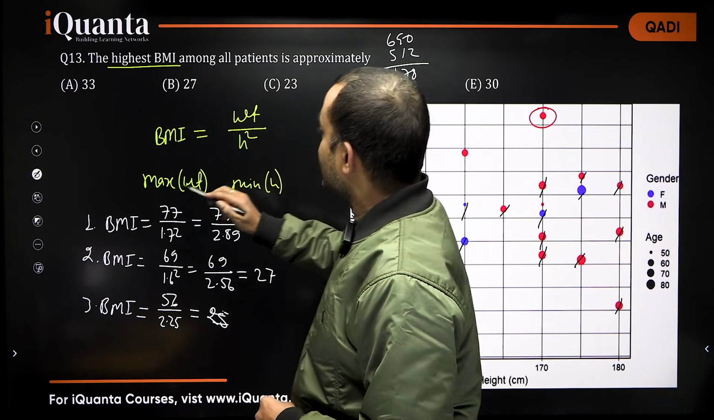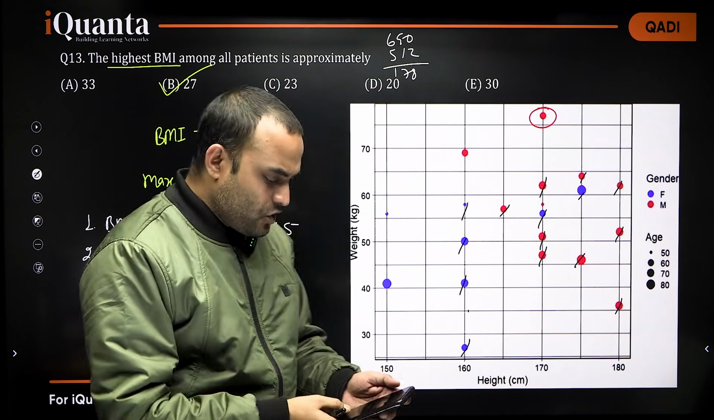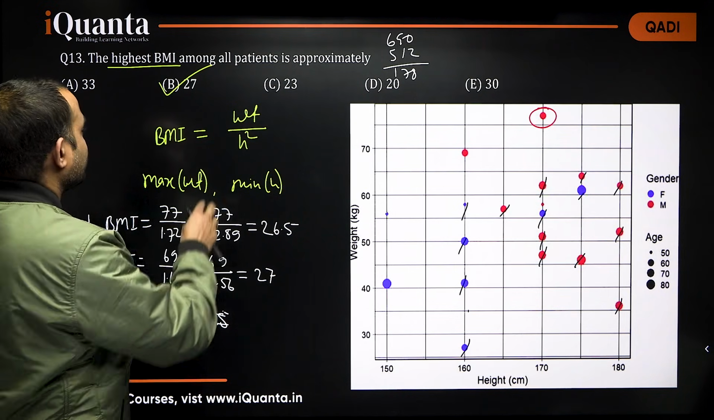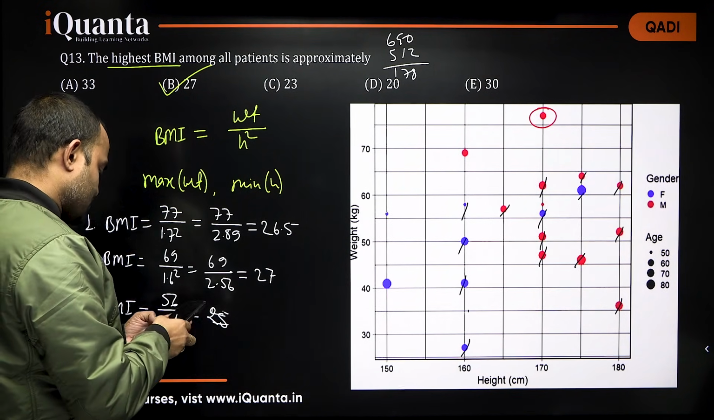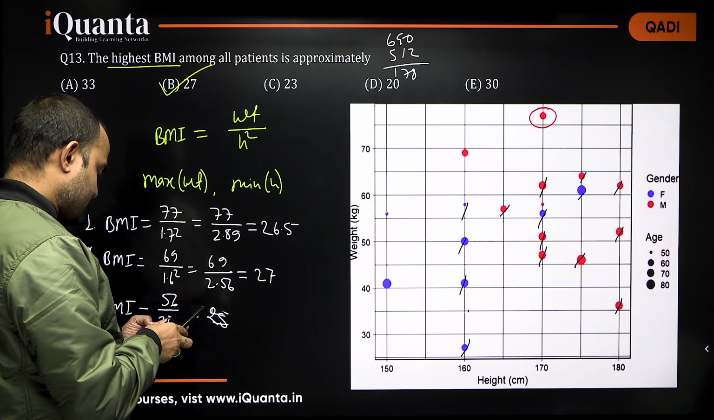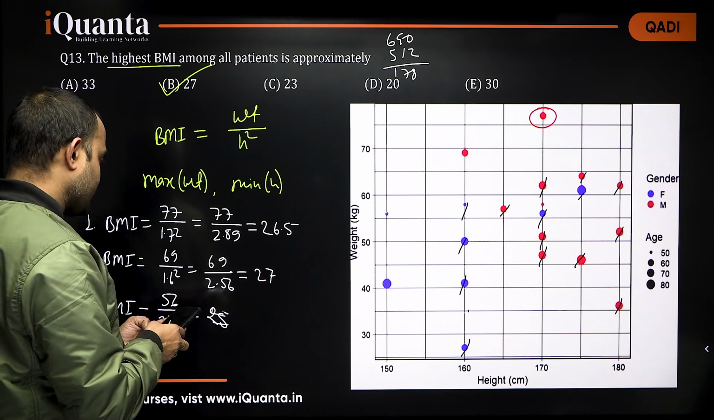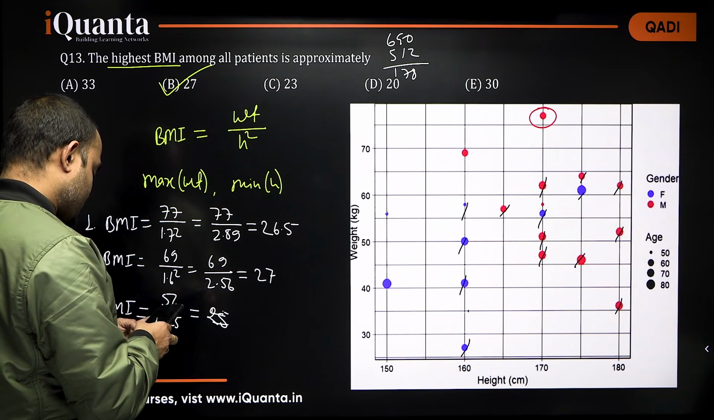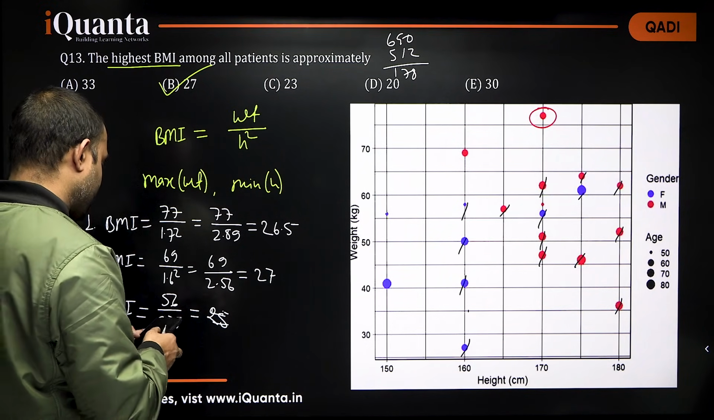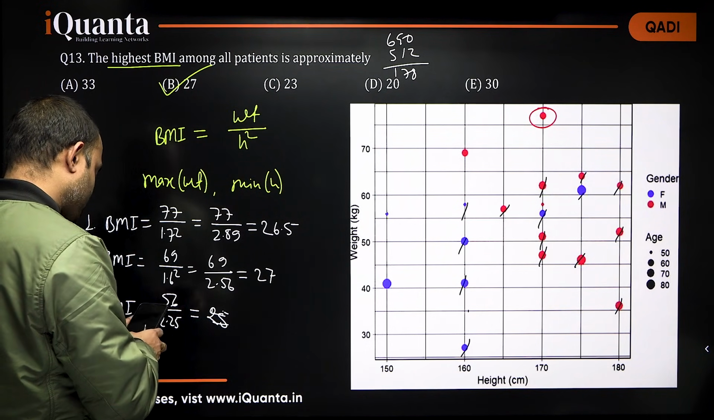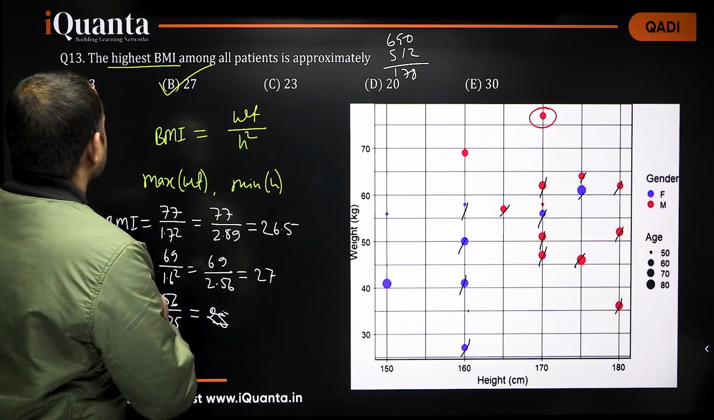So it says the highest BMI among them is close to option B, which is 27. I would like to use a little bit of calculator because 26 is not here, so there is no chance. But just to confirm the calculation, 77 divided by 2.89 is 26.64. 69 divided by 2.56 is 26.95, which is approximately 27. 56 divided by 2.25 is 24.88, which is approximately 25. Okay, all good. Answer is option B.